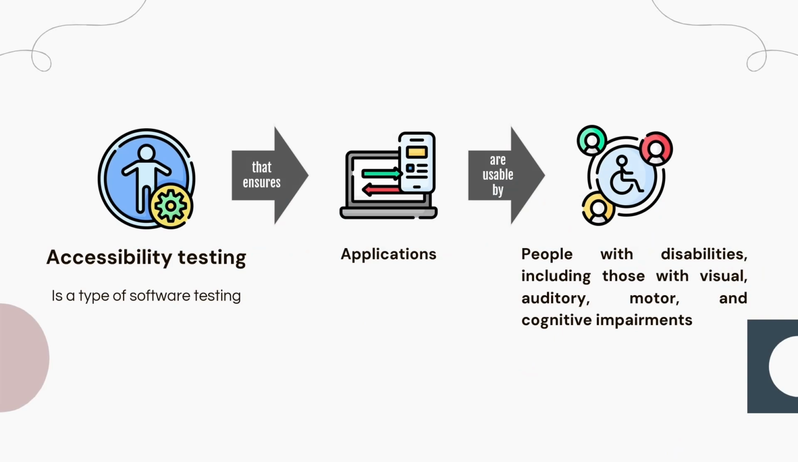Let's check the definition. Accessibility testing is a type of software testing that ensures applications are usable by people with disabilities, including those with visual, auditory, motor, and cognitive impairments. It involves evaluating various elements of the software to ensure that all users, regardless of their abilities, can access and interact with the application effectively.